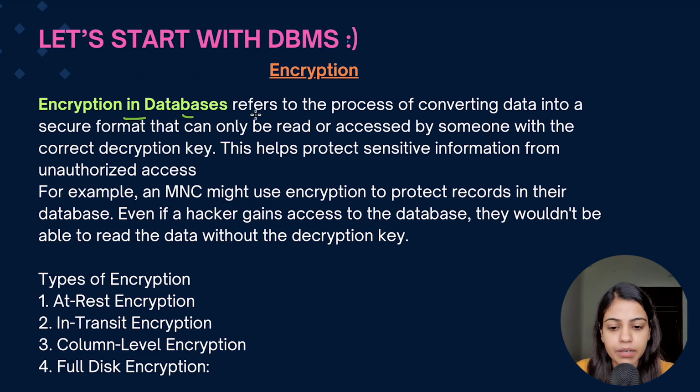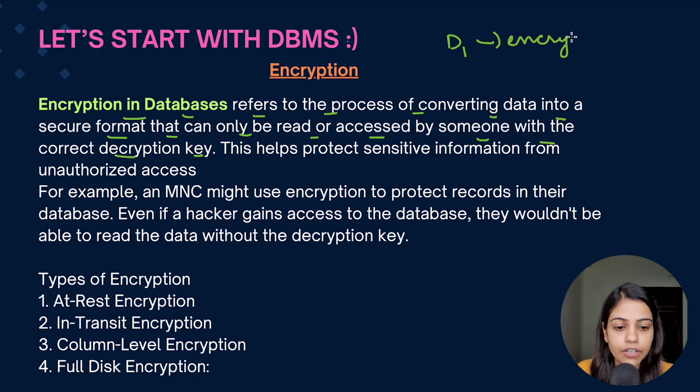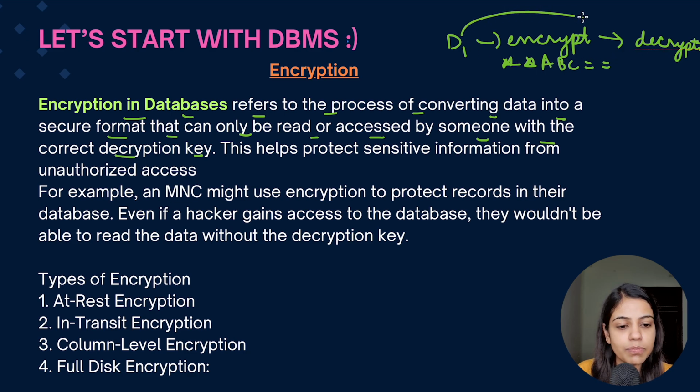Now, encryption in databases refers to the process of converting the data into a secure format that can only be read or accessed by someone with the correct decryption key. So what we do is, if there is a data D1 which is present in our system, we will encrypt this particular data into a secure format, like there would be some stars, some A, B, C, some equal to, some special characters, some alphabet, a mixture of everything. So we'll encrypt this particular data, and then the person who has the correct decryption key can go ahead and decrypt this data and read this particular D1. So this is what encryption in database means.